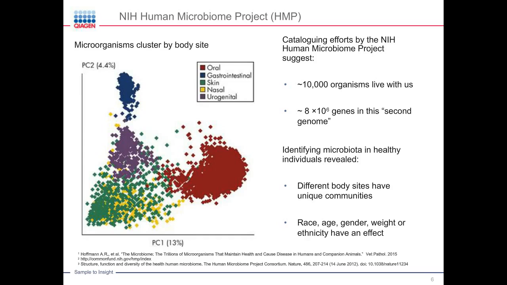What they found in the study is that there are about 10,000 or more unique living organisms, which is in or outside of us. Of course, you don't quote me on this number. This is there in the study, but it can be more or it can be less, plus or minus. And these 10,000 plus organisms, they have about 8 million genes. That's why this is also called the second genome in the human system. The study also showed that there are different groups of organisms or communities of organisms present in different sites of the body. And there are different factors that affect this microbial composition of these microbial communities, like race, gender, BMI, ethnicity.